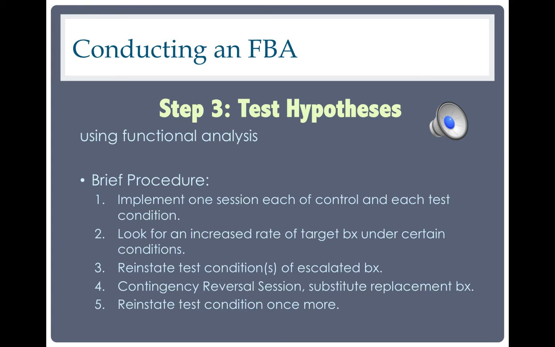First, implement one session each of the control and each test condition. Second, look for an increased rate of target problem behavior under certain conditions. Third, reinstate your test conditions of escalated behavior. Fourth, implement a contingency reversal session in which substitute replacement behaviors are introduced. And finally, reinstate the test condition one more time.